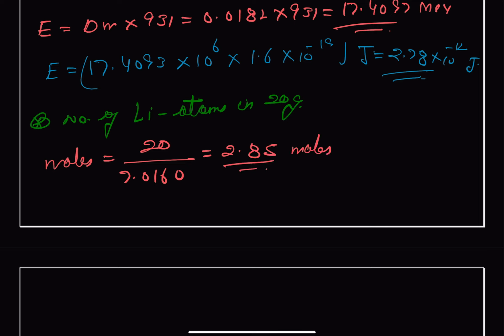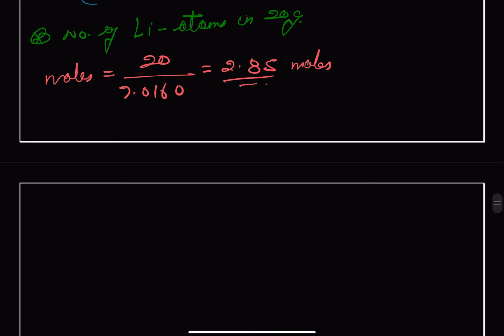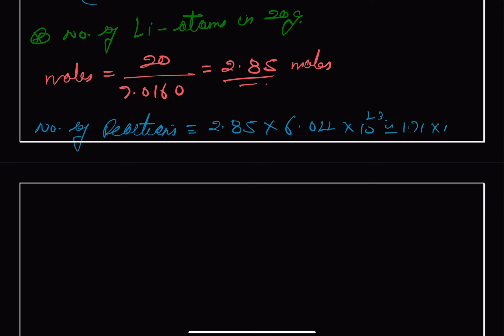Now we can find out the number of atoms, or basically the number of reactions. So we can say the number of reactions will be equal to moles multiplied by Avogadro's number, that is 6.022 into 10 to the power 23, and this comes approximately equal to 1.71 into 10 to the power 24.